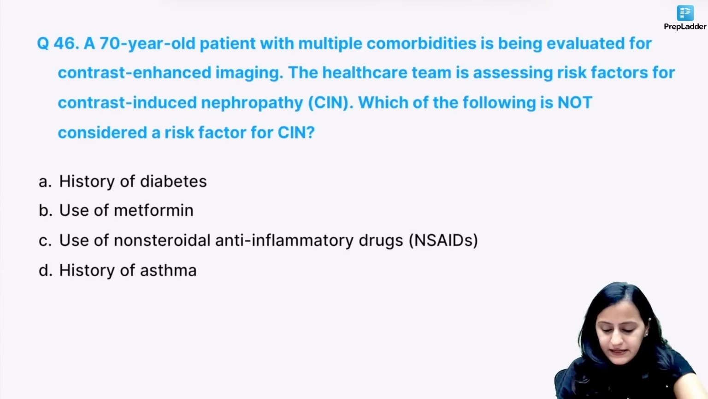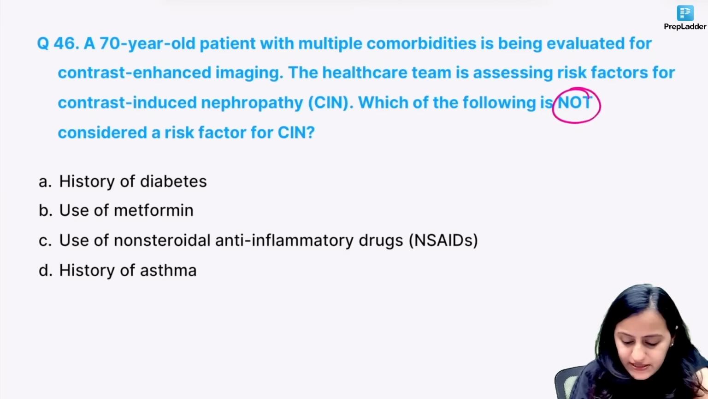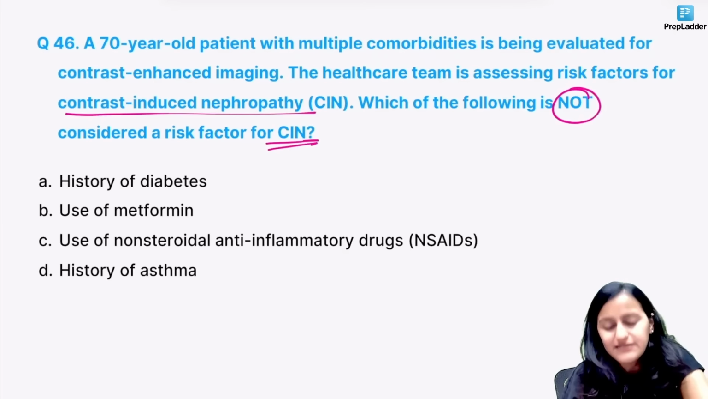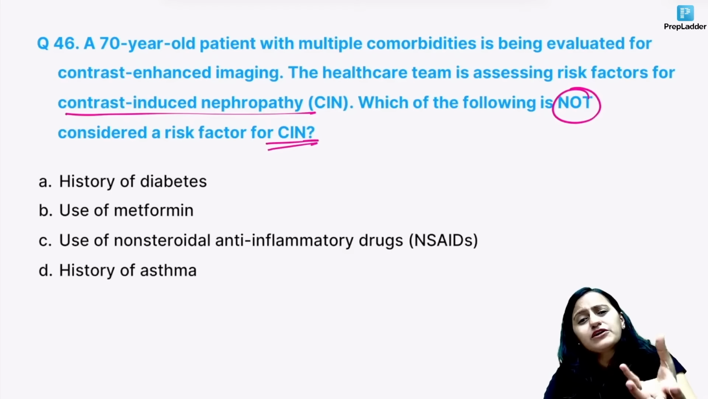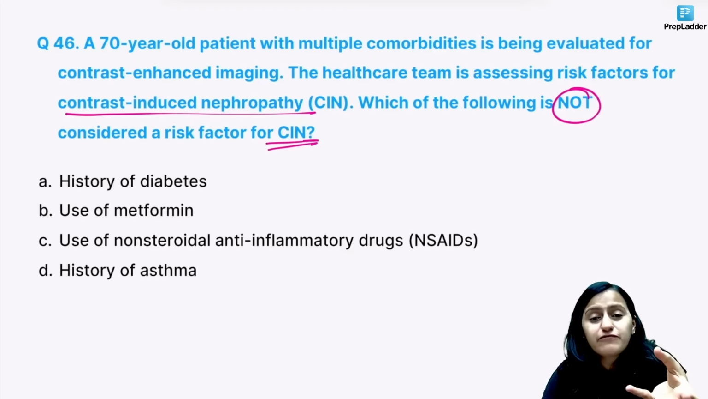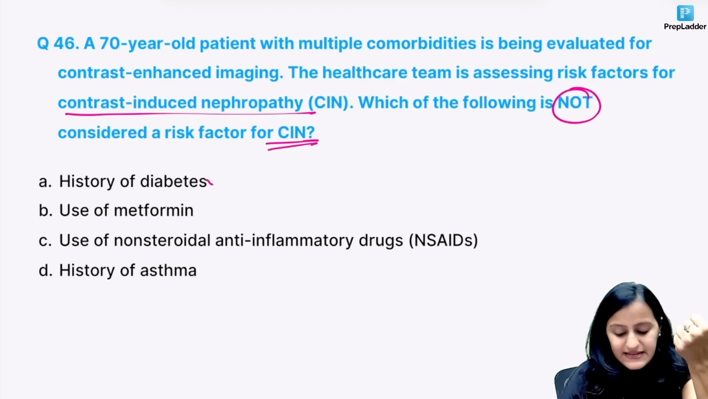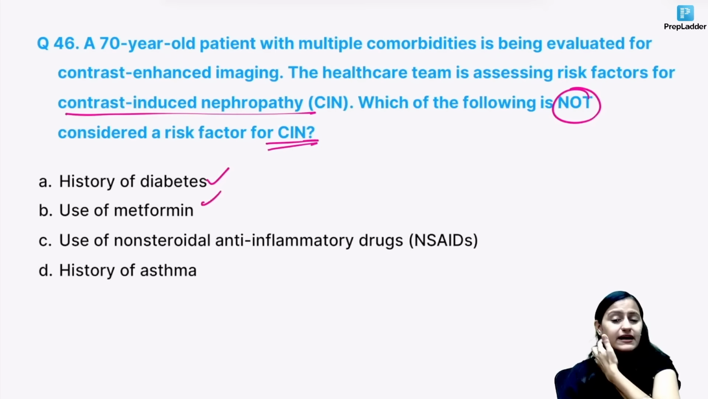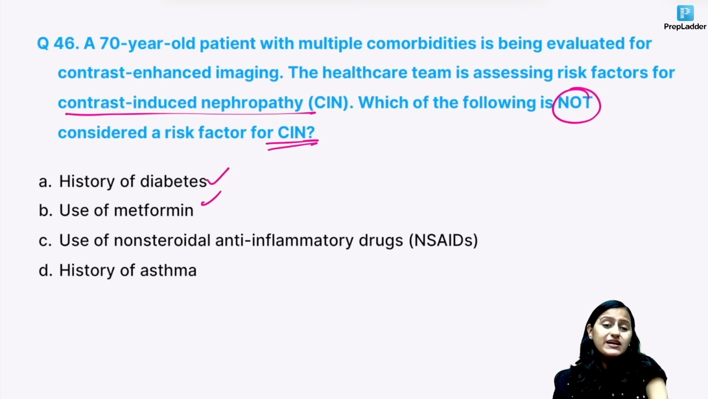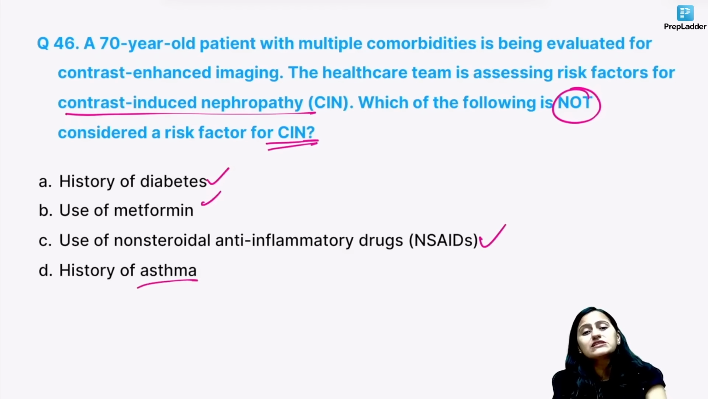videos. Okay, next one, which of the following is not a risk factor for CIN, contrast induced nephropathy? So any patient who already has a renal disease, more risk of contrast induced nephropathy. Like diabetes, nephropathy happens, metformin, right? Again, diabetes or metformin itself, if the serum creatinine is high, you know, we say that metformin should not be given. NSAIDs, we know that affect the kidney. Asthma has nothing to do with the kidney, right?